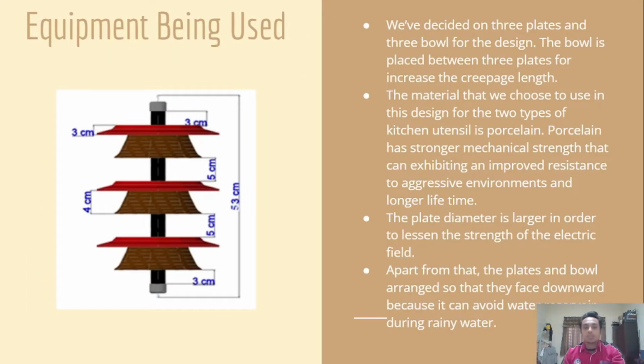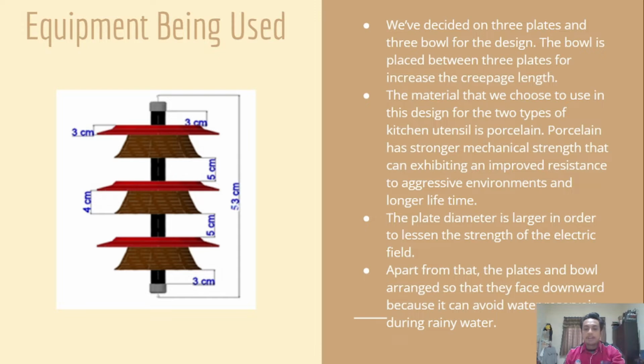Then we go to the equipment used in our prototype. First, we decided on 3 plates and 3 bowls for the design. The bowl is placed between the 3 plates to increase the creepage length. The material we chose for the 2 types of kitchen utensil is porcelain. Porcelain has stronger mechanical strength, improved resistance to aggressive environments, and a longer lifetime. The plate diameter is large in order to lessen the strength of the electric field.